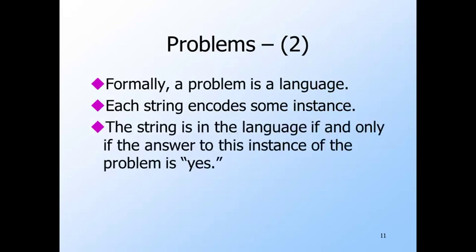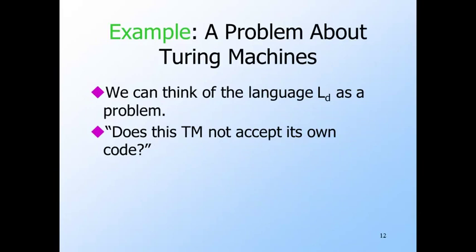Then the language associated with the problem is the set of strings that code instances for which the answer is yes. Typically, as we did for Turing machines, our coding allows certain strings that are flawed. They don't really represent an instance. We'll always assume that flawed encodings represent instances for which the answer is no. For example, as a problem, the language L sub D can be stated: does this Turing machine not accept its own code?